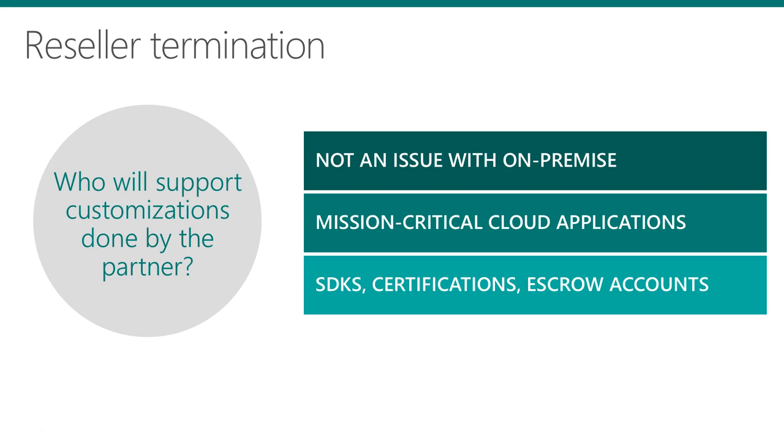There are ways for you to manage this risk. You can provide standard SDKs for all third-party apps, you can require certification, or you can require that your partners put their source code into escrow so that you can update the APIs before you provision upgrades to your clients.